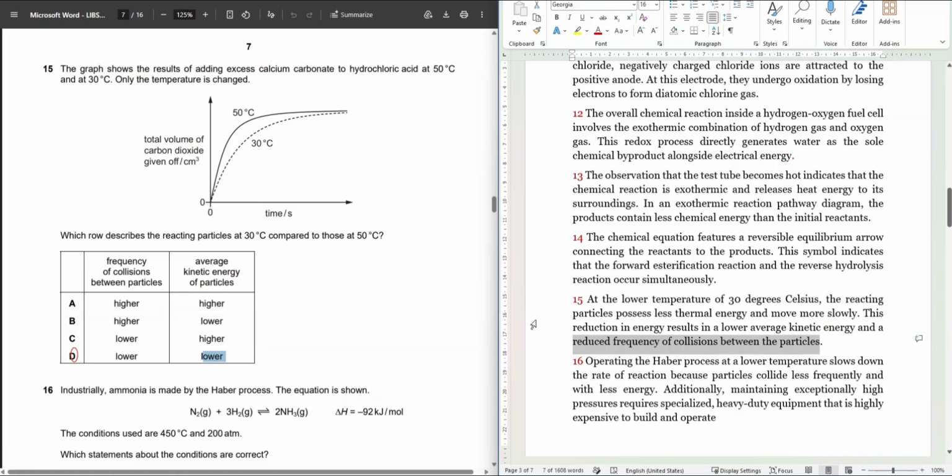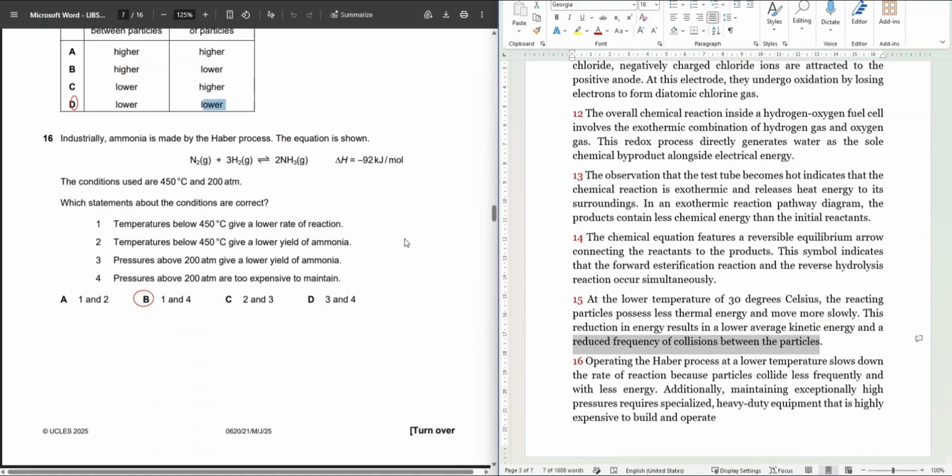All right. Now let's go to our next question. Question number 16. It says, industrially ammonia is made by the Haber process. The equation is given. The conditions used are 450 degrees centigrade and 200 atmospheric pressure. Now, which statement about the conditions is correct?